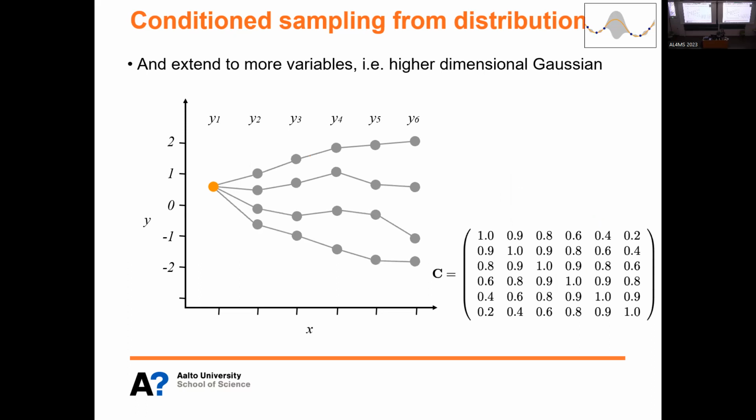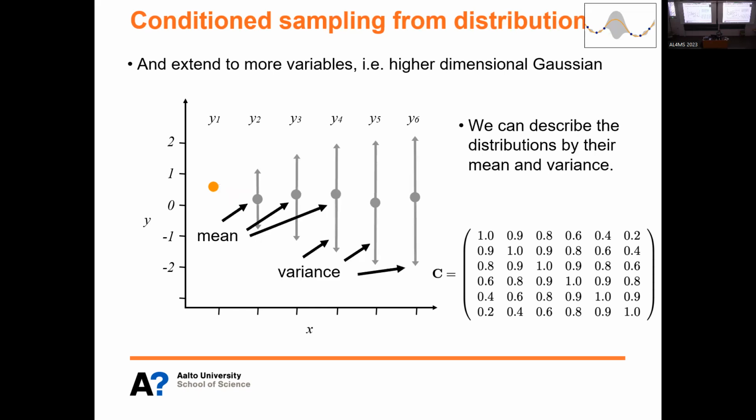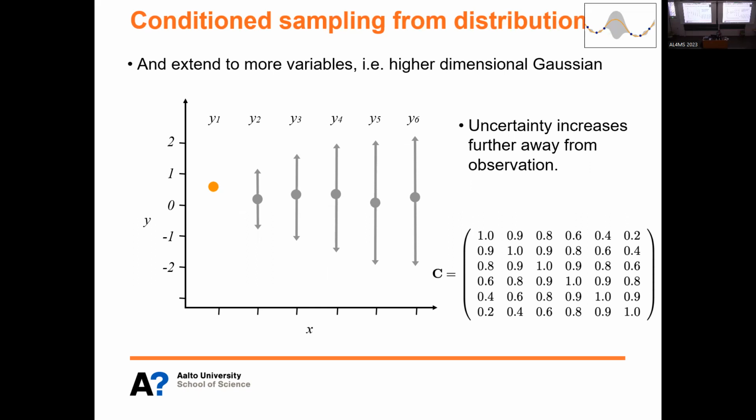Now, if we extend this to a higher dimensional Gaussian, and we still have this y1 fixed, we basically generate this distribution of different kinds of possible lines that can originate from y1. The covariance matrix is also increasing at the same time. So now it's 6-dimensional. For each one of these variables, we can describe them by their mean and variance. If they all would have the same variance, then from our intuition, the variance or the uncertainty should decrease when we are getting closer to that y1 value that we have already looked at.